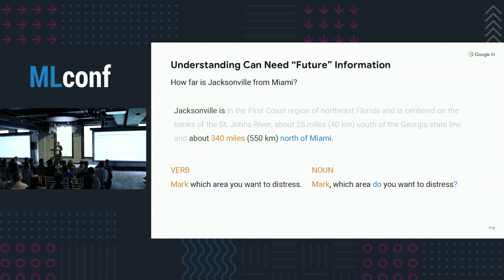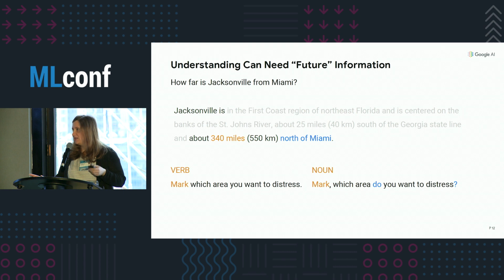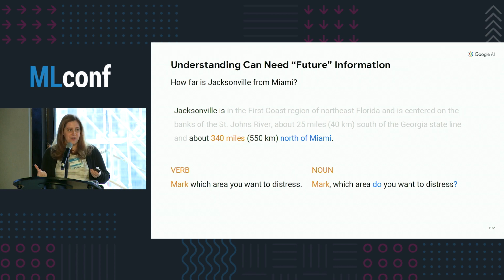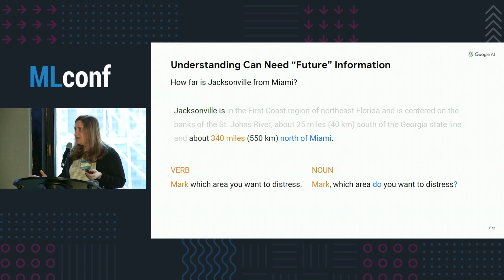And similarly, if you think about something like part of speech tagging, if I say, mark which area you want to distress, that word mark is a verb. If I say, hey Mark, which area do you want to distress? Then Mark is a noun. But both of these have it as just the first word in the sentence. So you can't tell anything just looking at that single word. And so we have this issue that for a lot of natural language understanding tasks, you need this information from the future.